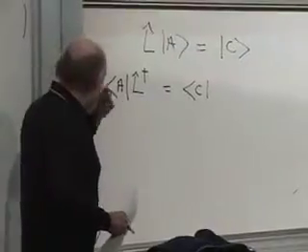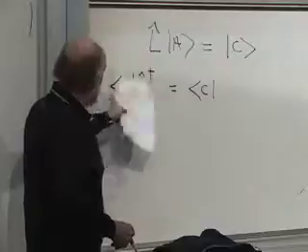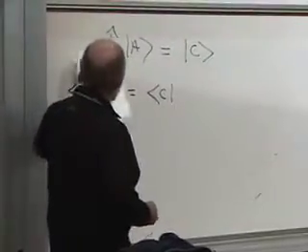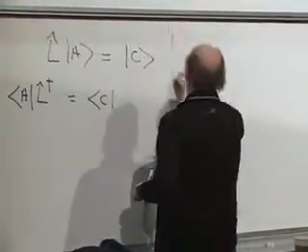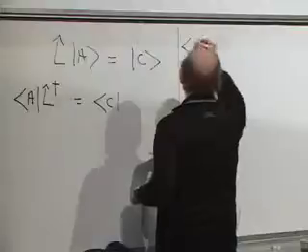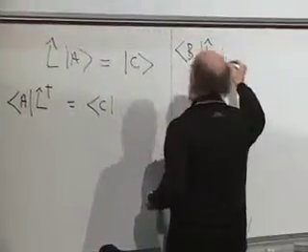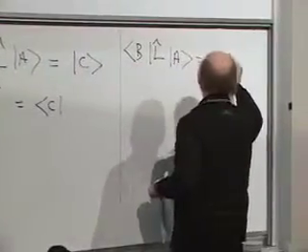Let's see if we can find the relationship between L and L dagger. To do that, let's take the inner product of the top equation with B. So here's our equation. Now we're going to come over to here, take the inner product B L hat A. And what is that? That's B C.